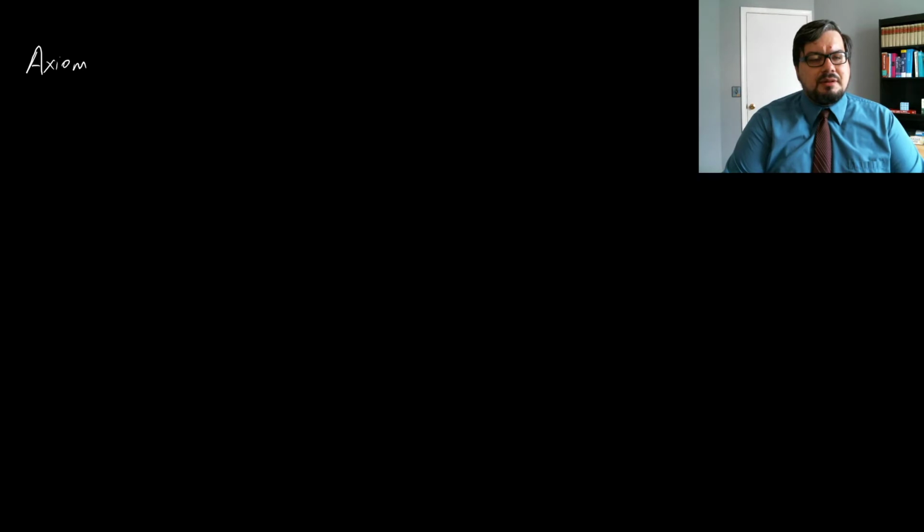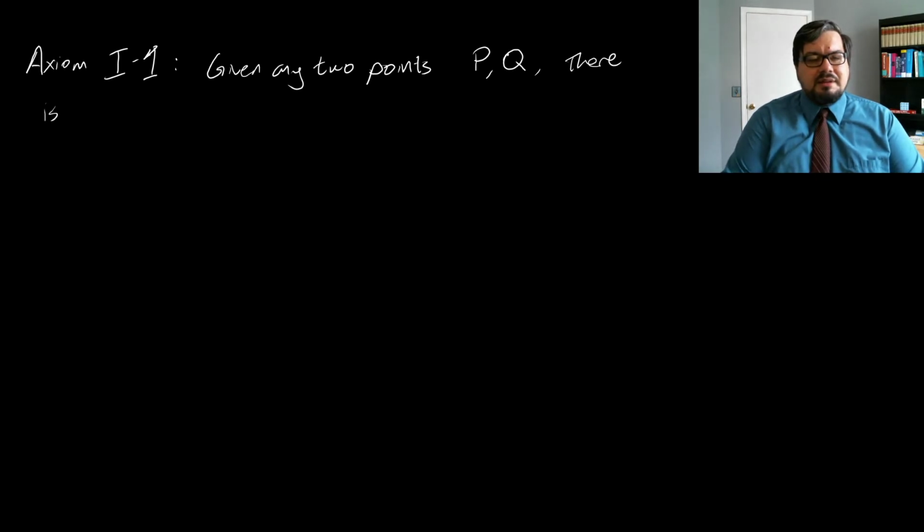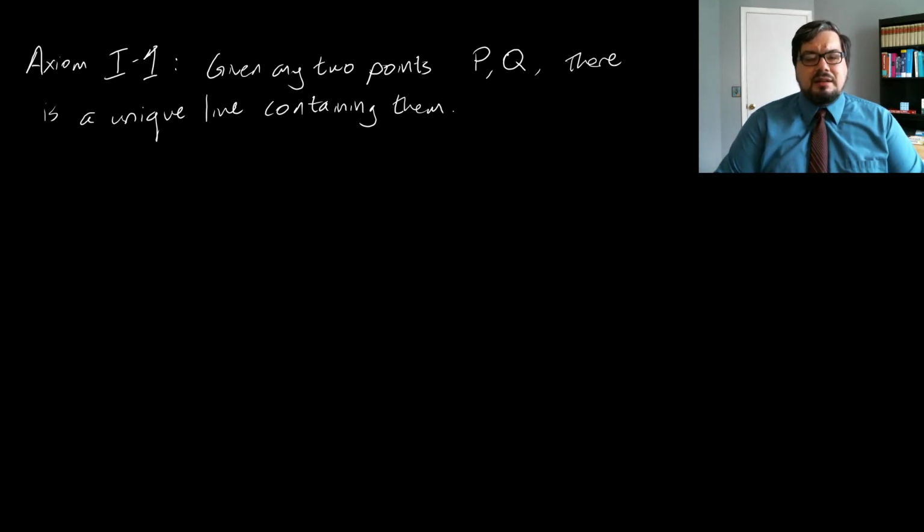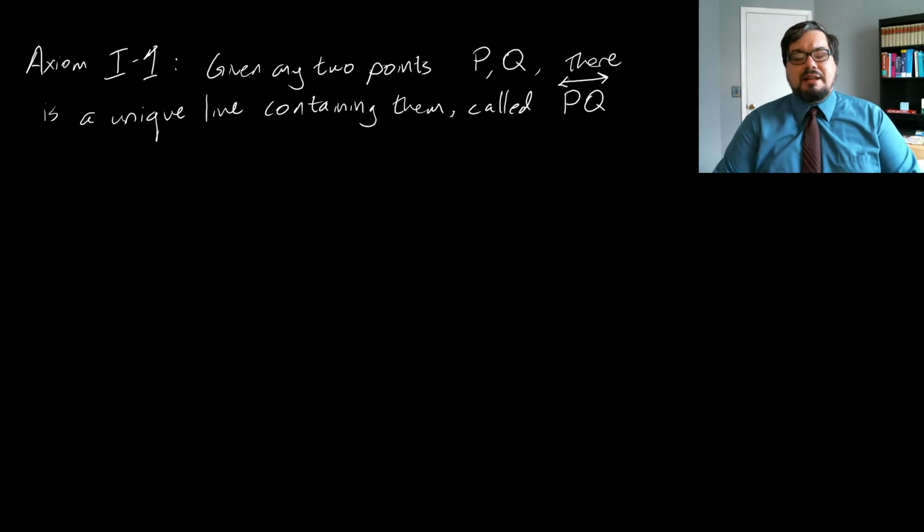So we've got axiom I1. Given any 2 points, P and Q, there is a unique line containing them. A unique line containing them called, well, we can denote it this way. We can write down the points PQ and write down a double-headed arrow over it. This is to evoke what we're familiar with already in terms of lines. They go on forever in both directions, and so that's what this notation is supposed to evoke. So this is telling us that given any 2 points, there is one and only one line containing them.